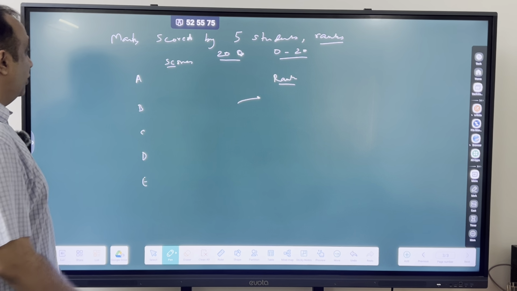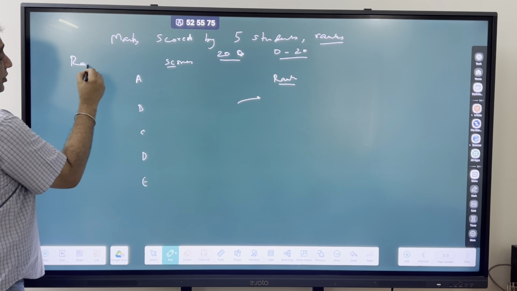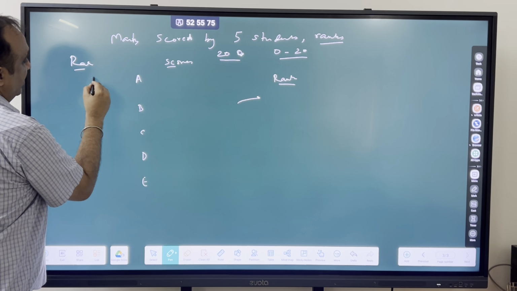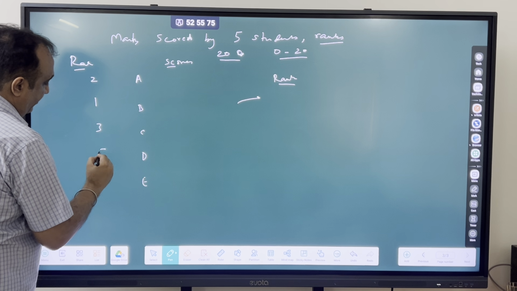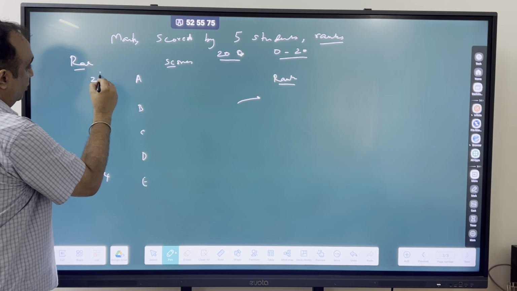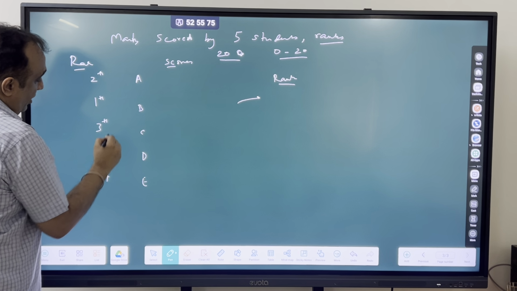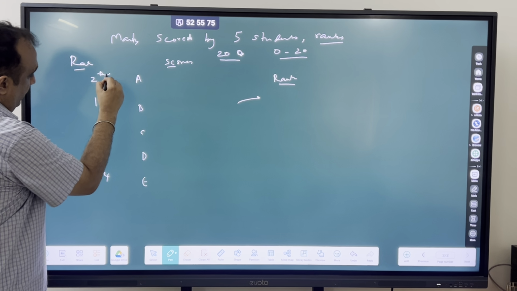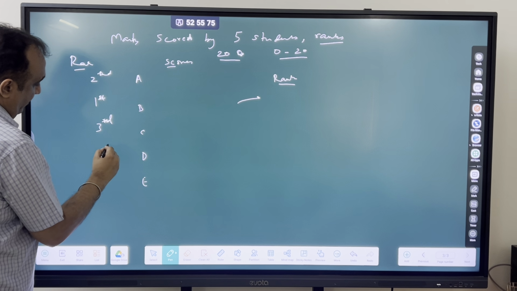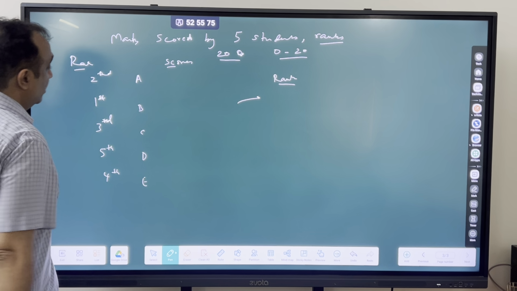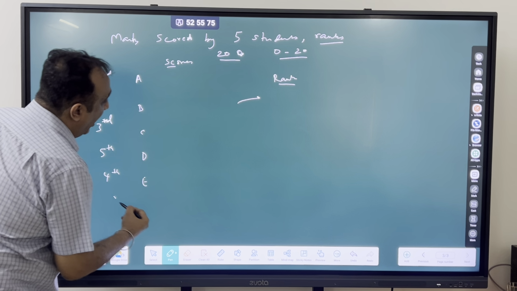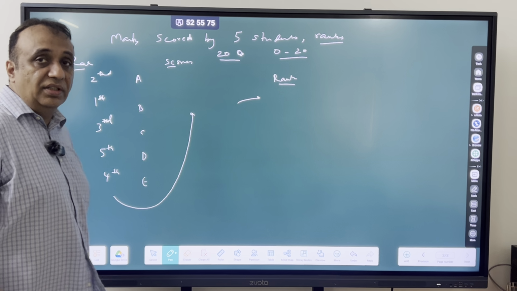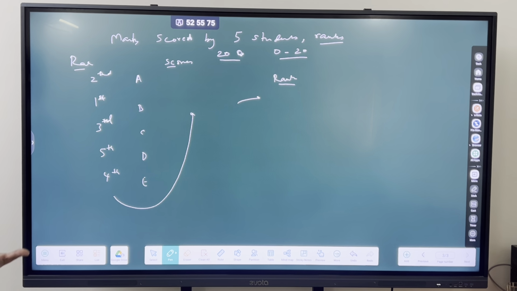But look at it from the other point of view. If I know the rank of the 5 students, I say A came second, B came first, C came third, D came fifth, and E came fourth. So these are the positions of the ranks: first, second, third, fifth, and fourth. From this data, I will not be able to actually pinpoint the scores of the students. So this is not reversible.